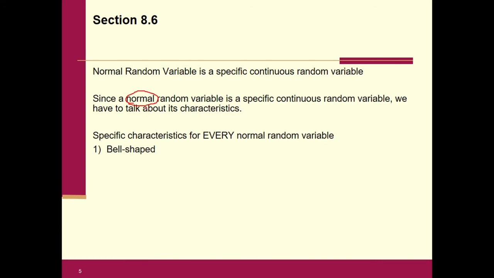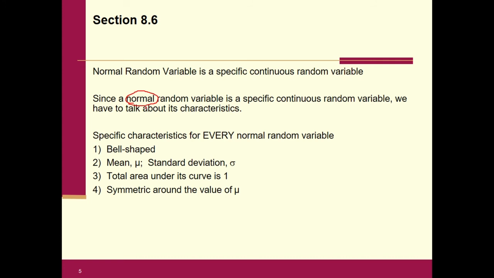One, it's bell-shaped. Two, it has a mean that we're going to call mu, and a standard deviation that we're going to call sigma. Three, the total area under its curve is one. And then four, it's symmetric around the value of mu because it's bell-shaped.